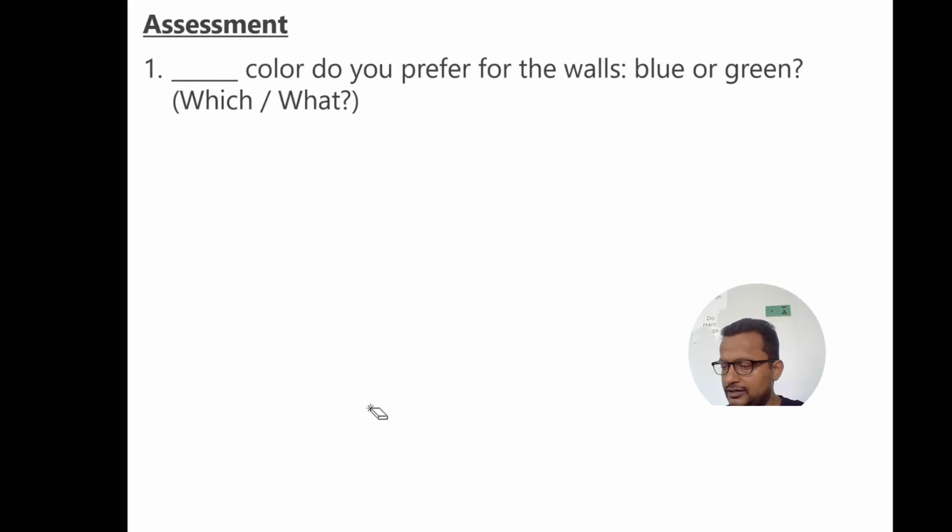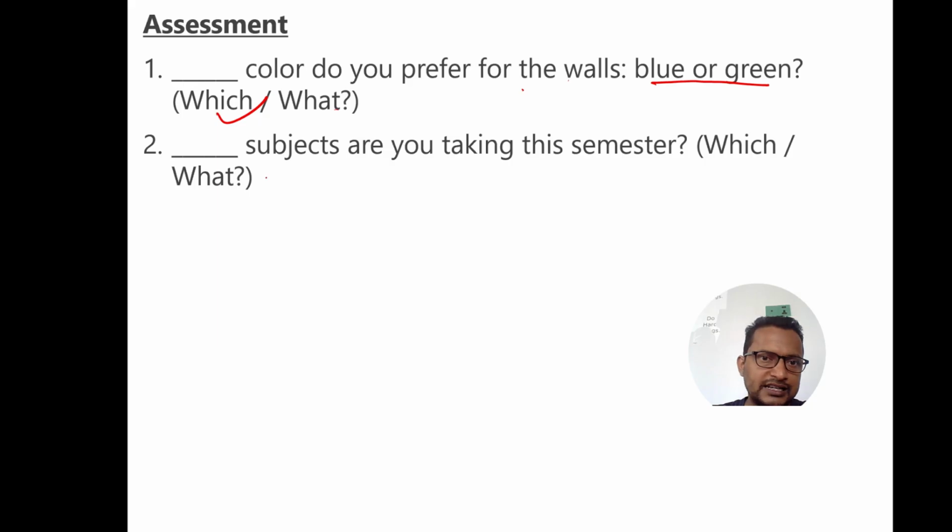Let's go and learn some of the assessment questions, right? Now we see: which dash color do you prefer for the walls, blue or green? So now you need to choose between blue or green. That's why "which". Next example: dash subjects are you taking in this semester? Which or what? Which subject? We don't know. That's why "what".